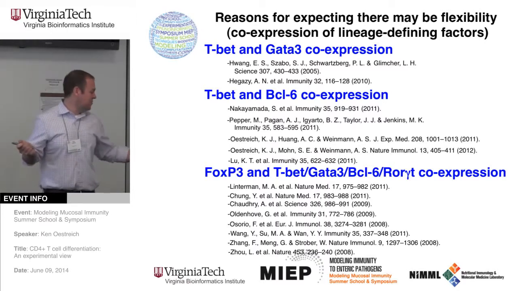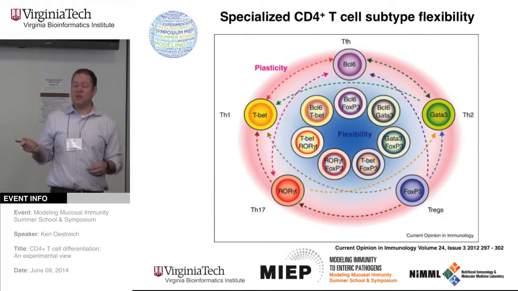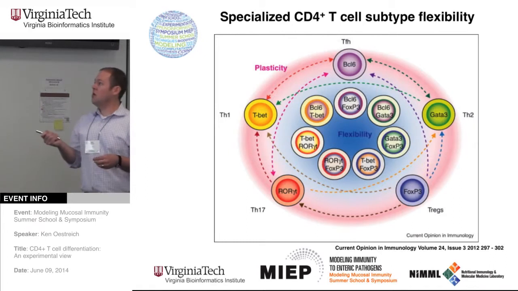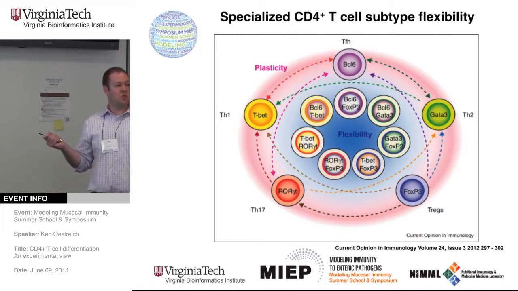And so what this has led to is a revision of the T helper cell model, where now it's not so simple where we have unidirectional development. We actually can have plasticity or flexibility between mature T helper cell types due to the co-expression of these lineage-defining transcription factors.